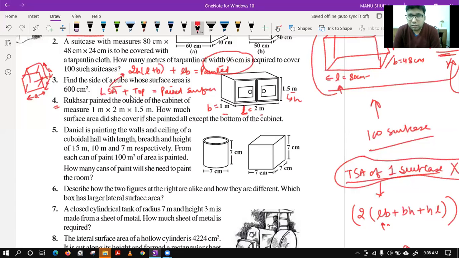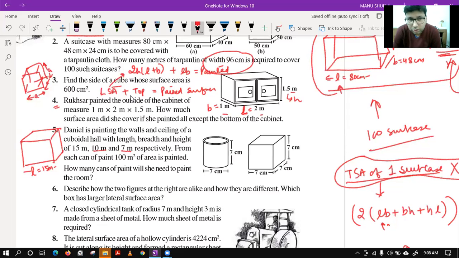Daniel is painting the walls and ceiling of a cuboidal hall with length, breadth and height 15, 10 and 7. So they have not given you the hall in front. So you can draw the hall on your own like this. This is a cuboidal hall in which they are saying L is 15 meter, breadth is 10 meter and height is 7 meters. From each can of paint, 100 meter square of area is painted.